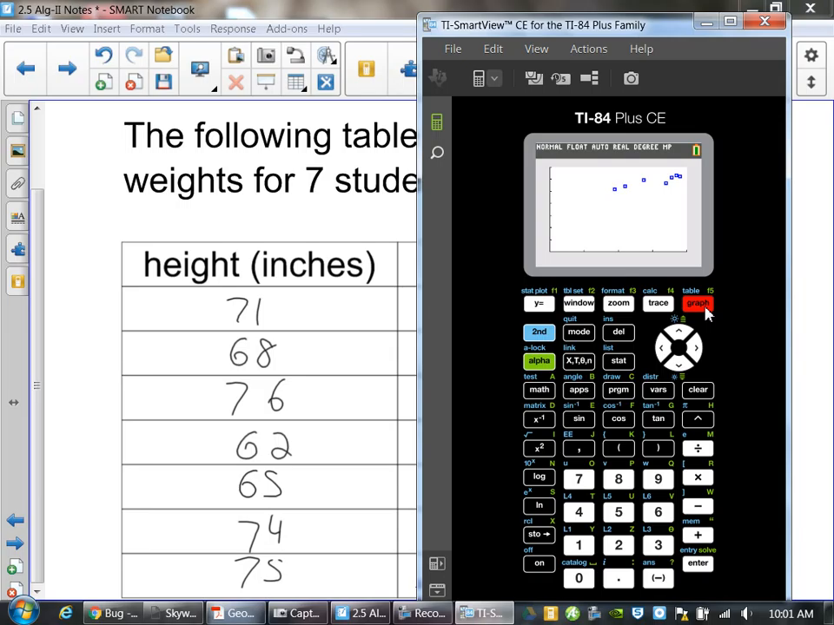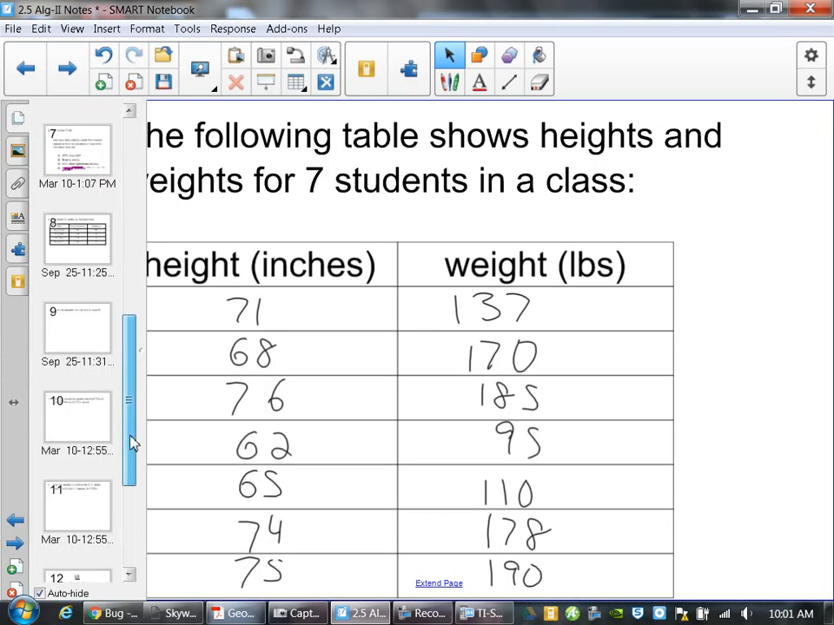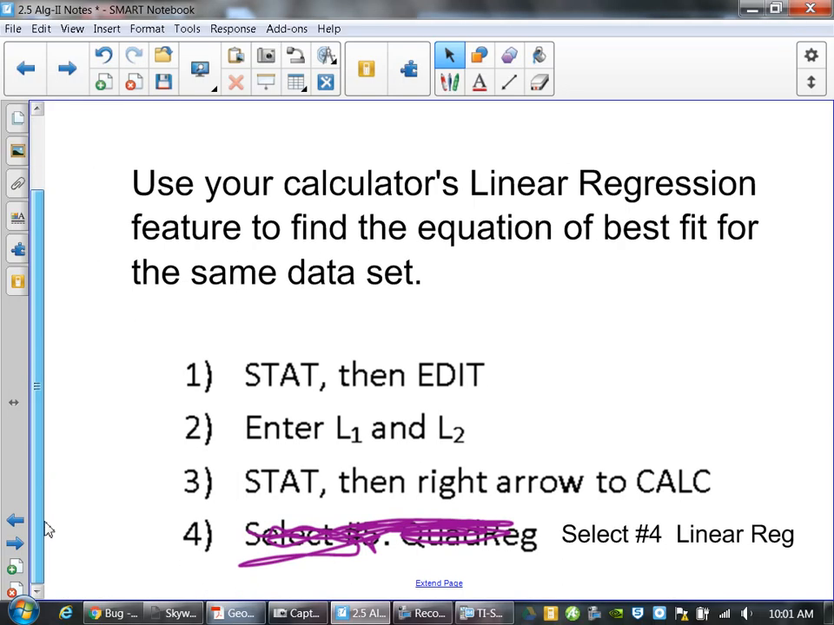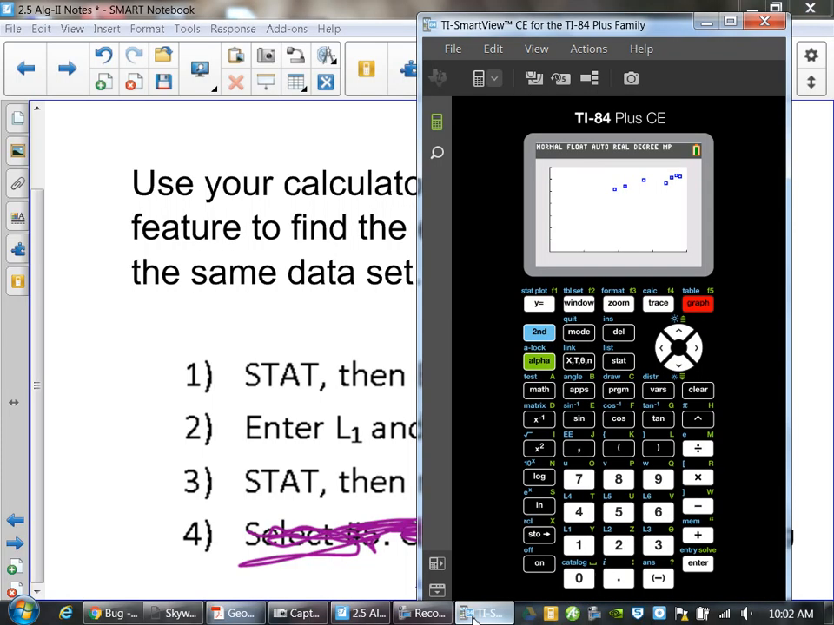So now, here's what's really cool. The calculator will actually find the line of best fit for you by going through these steps. You've already done the entering in of L1 and L2. If we press stat again, because you have everything in there, hit stat. Now I want to do calculate. Move it over 1 spot.